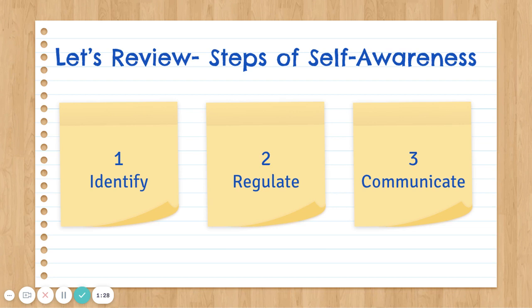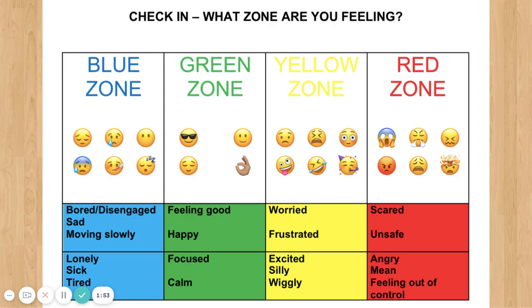The second step is to regulate. So using the tools that we talked about last week and your coping strategies to exert control over one's own emotional state. That might be taking a break, going to get a drink of water, going for a walk, different things like that. And the final step is communication. So you need to be able to communicate how you feel, which is what our focus is going to be on today. Today is going to be mostly about communication.